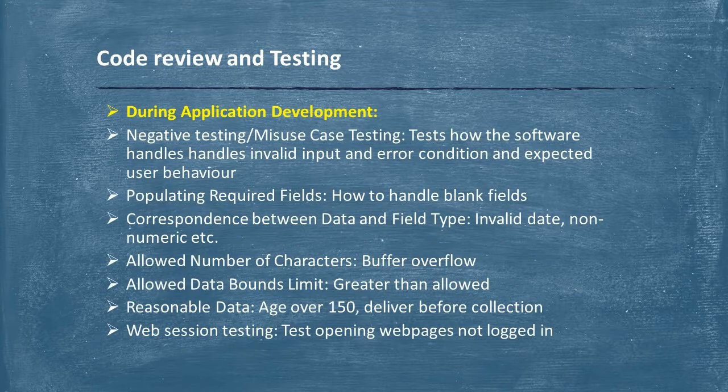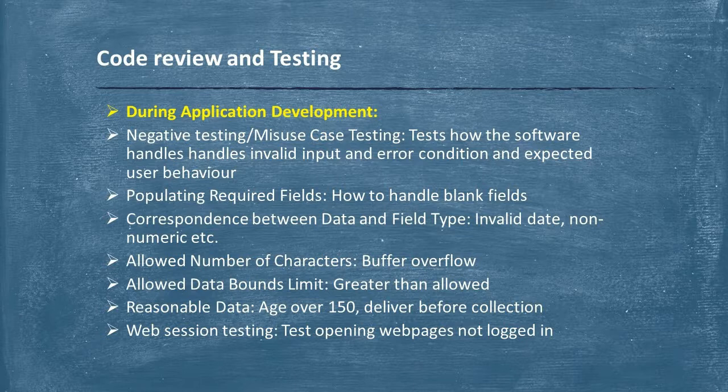Accuracy and completeness of the document. During the application development, there are different types of testing. Again, we are now looking at different types of testing. Negative testing, that is misuse case testing. Test how the software handles invalid input, error conditions, and unexpected behavior.